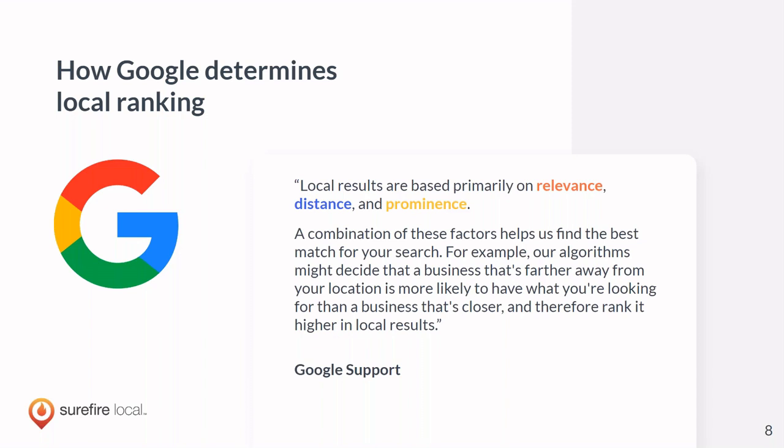For example, our algorithms might decide that a business that's farther away from your location is more likely to have what you're looking for than a business that's closer, and therefore ranking higher in local results. So we know that the search term near me, HVAC near me, roofer near me, emergency vet clinic near me, depending on how well your weekend's going, those are becoming more and more prominent. We have some direct stats. I will speak to that later on.